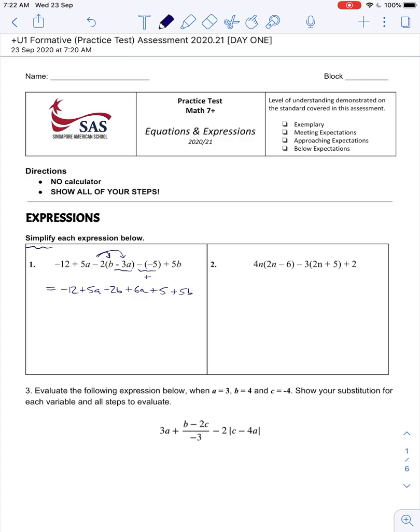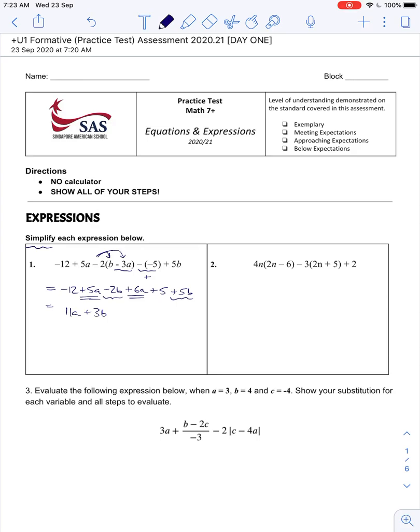Okay, at this point, now I can start looking for like terms. And so I'm going to start with my a's. So I've got a 5a here, a plus 6a here, and I should say that's plus 5a, underline the operation in front of it. 5a plus 6a gives me 11a. And then we look at the b's. So I've got minus 2b and plus 5b. So if I have a minus 2 and a plus 5 together, that is a positive 3b.